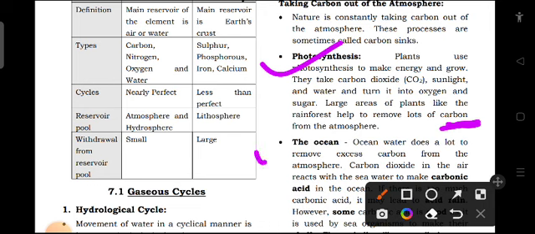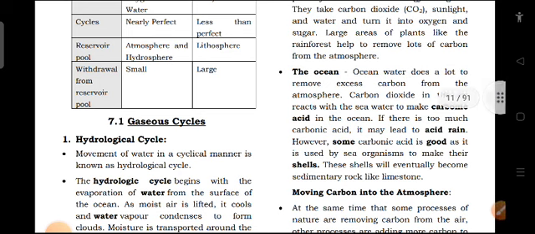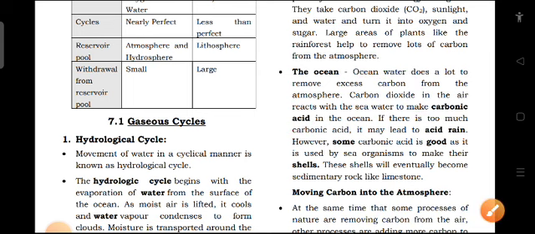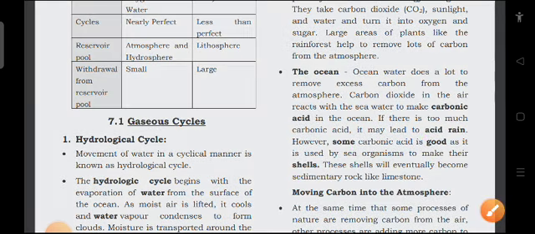Next to carbon sink is the ocean. Ocean water does a lot to remove excess carbon from the atmosphere. How? Carbon dioxide in the air reacts with seawater to make carbonic acid. So carbon dioxide is in the air, it will react with the water and it will form carbonic acid. If there is too much carbonic acid, it may lead to acid rain. However, some carbonic acid is good as it is used by sea organisms to make their shells. These shells will eventually become sedimentary rock like limestone.